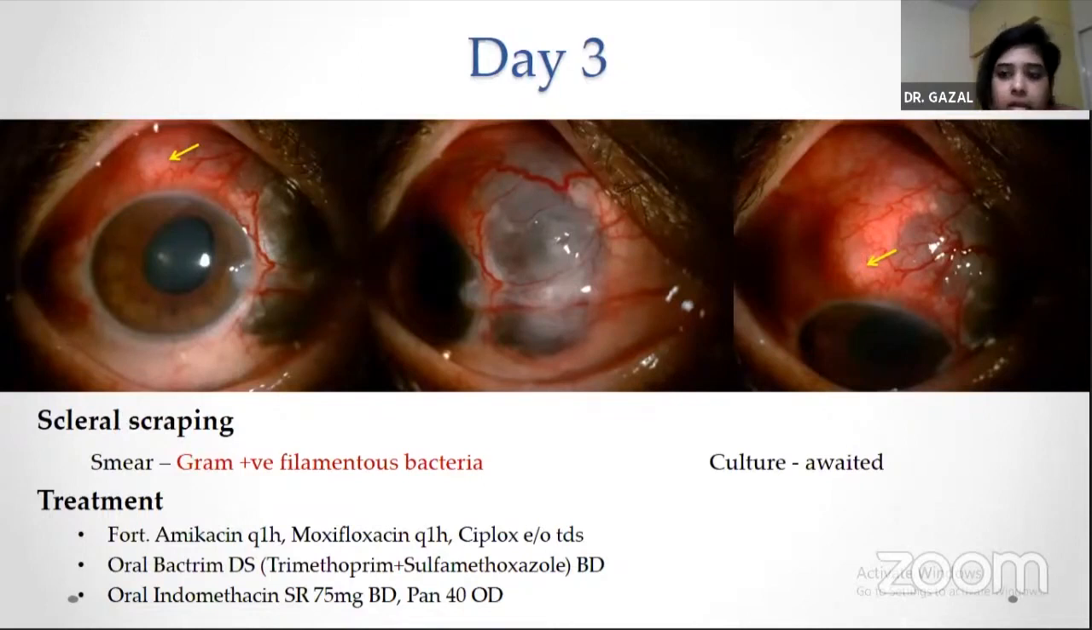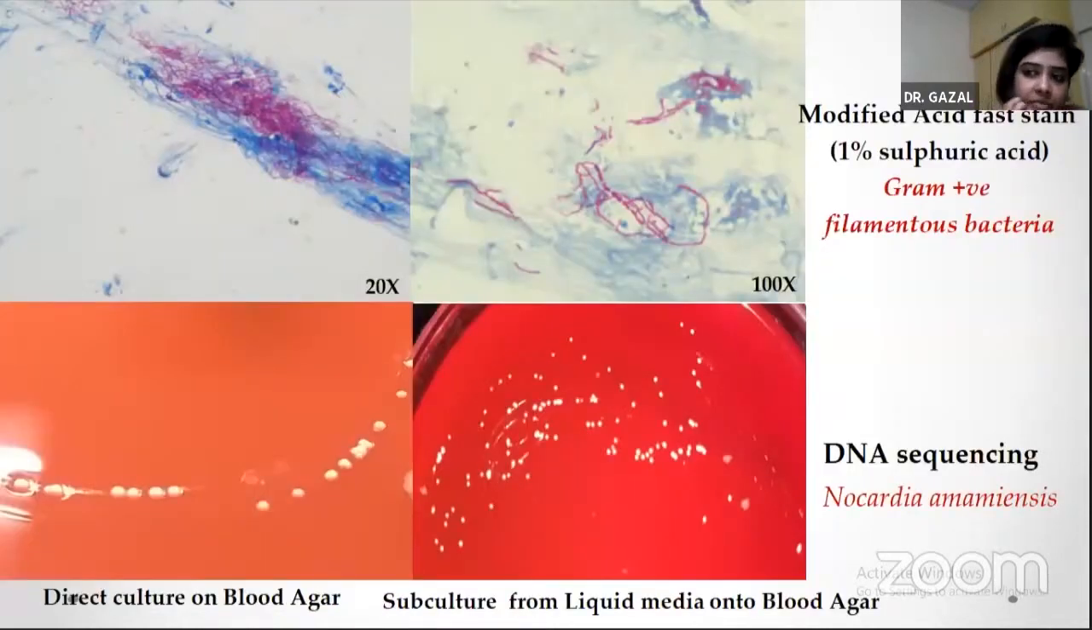However, modified acid-fast stain with 1% sulfuric acid also showed gram-positive filamentous bacteria suggestive of Nocardia, and the direct culture on blood agar as well as the subculture showed chalky, white, dry, rough, raised colonies, very characteristic of Nocardia. Again, the DNA sequencing revealed the species to be Nocardia amamiensis.